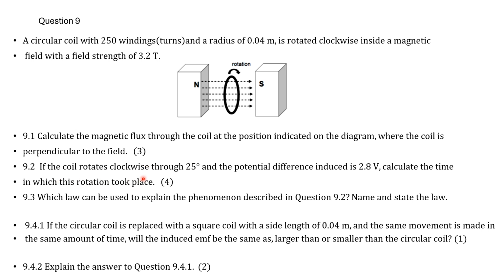9.2. The coil rotates clockwise through 25 degrees and the potential difference induced, or voltage induced, is 2.8 volts. Calculate the time in which this rotation took place, for 4 marks. 9.3. Which law can be used to explain the phenomenon described in question 9.2? Name and state the law. 9.4.1. If the circular coil is replaced with a square coil with a side length of 0.04 meters, the same movement is made in the same amount of time, will the induced EMF be the same as, larger than, or smaller than the circular coil? 1 mark. And then they want us to explain the answer to this question, 9.4.2, for 2 marks.